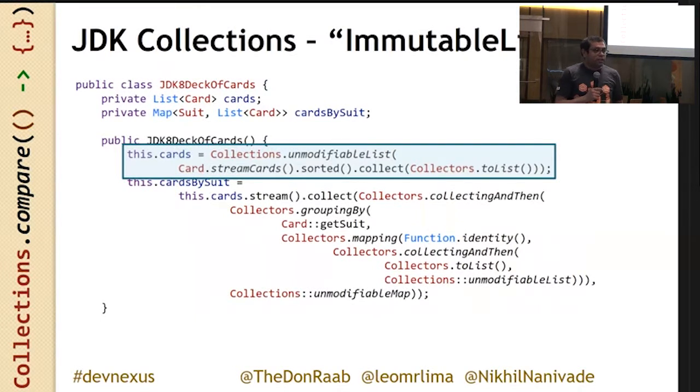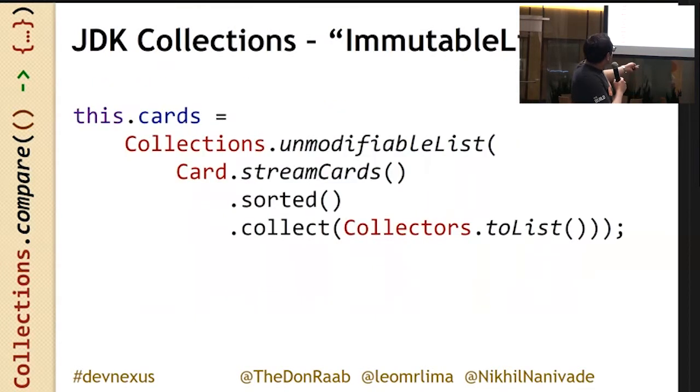This is the code for JDK. Zooming in, you will see that JDK does not have an immutable list the way I mentioned before. It has an unmodifiable list. Essentially what that means is the mutating API is exposed, but it will throw at runtime.